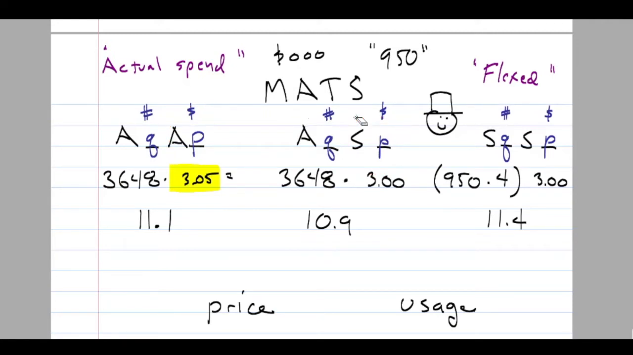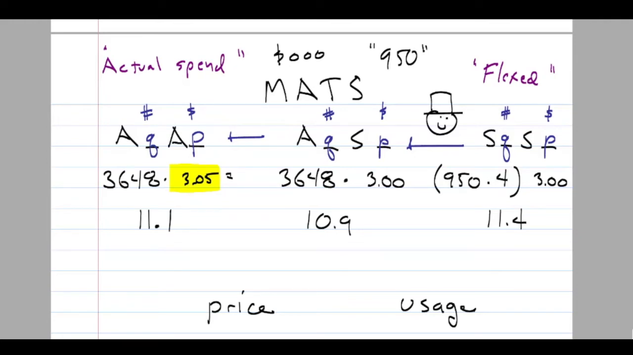We always move from flexed towards the actual. So the flexed budget to the actual spend. So if I'm using my letters here, I'm going from right to left. Okay, it's still flexed to actual. So we can put a little arrow here. And now all we have to do is this.